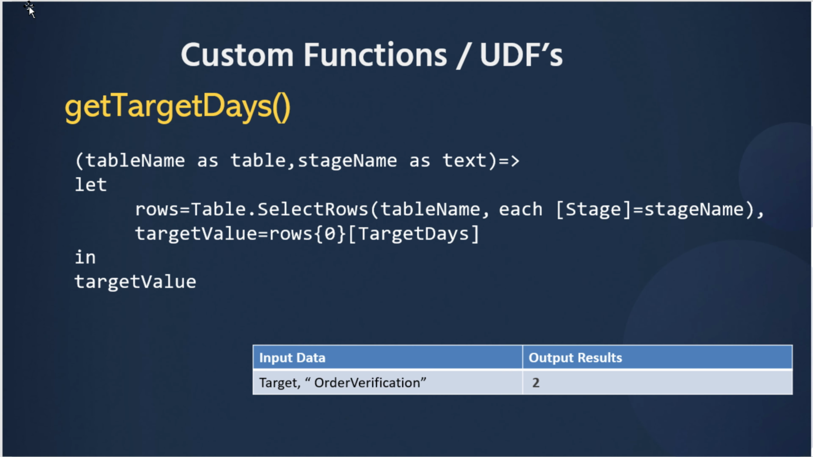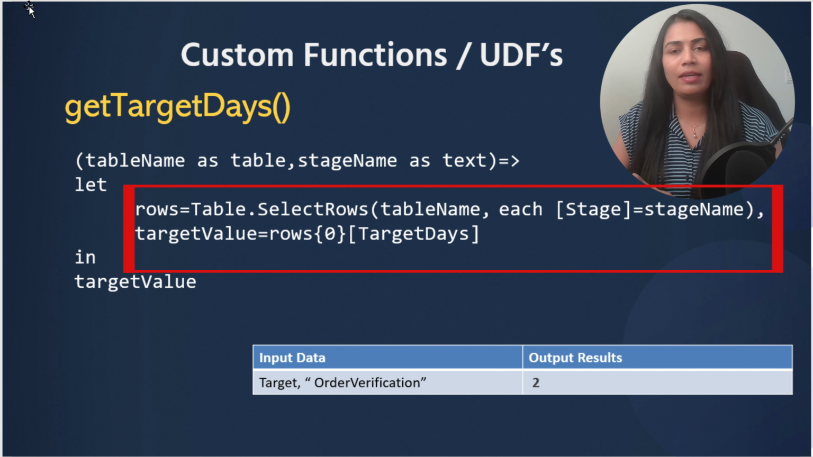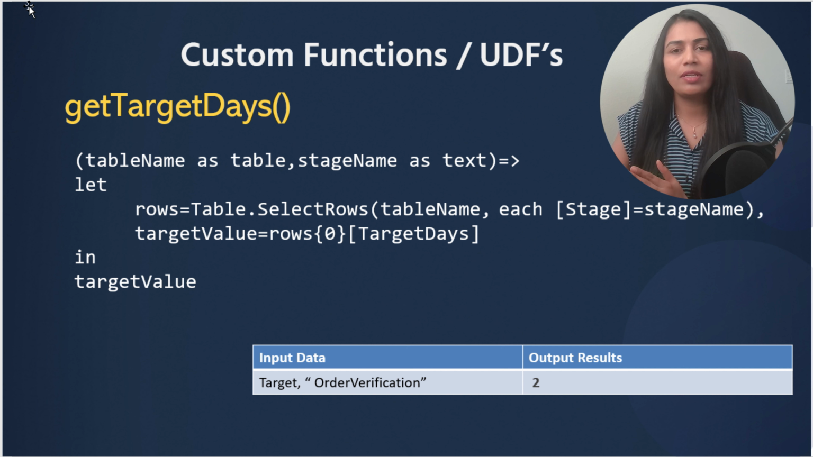Next step is creating a custom function. We are creating a custom function called getTargetDays. We are using 2 input parameters for this function, table name and a column name. Then our logic or the code goes in between these 2 keywords, let and in. At last, we are returning that value. Using this function, if you pass the table name and the stage name as input parameters, this function returns the number of target days of that particular stage name.